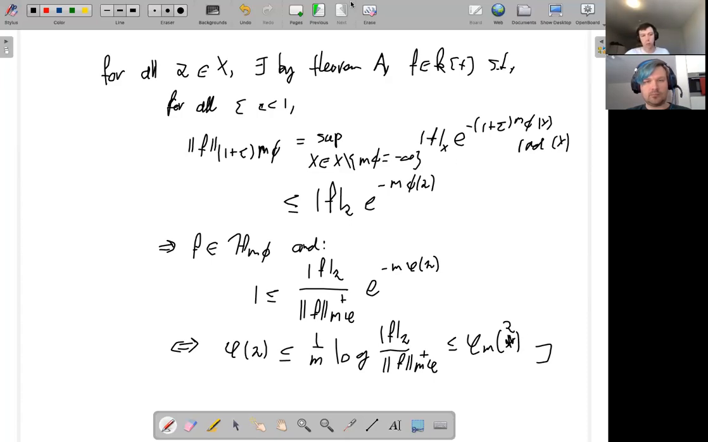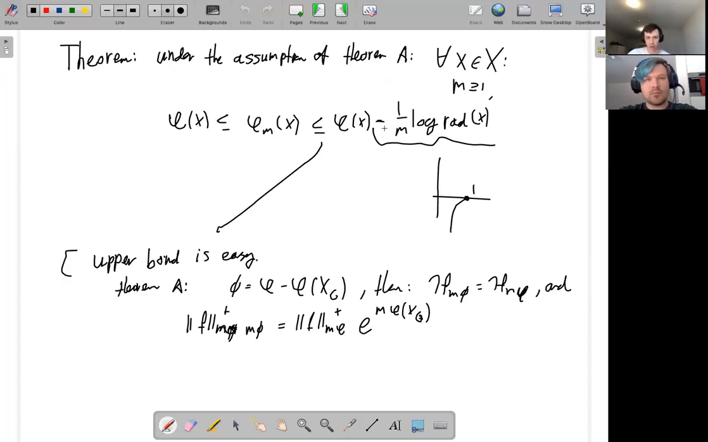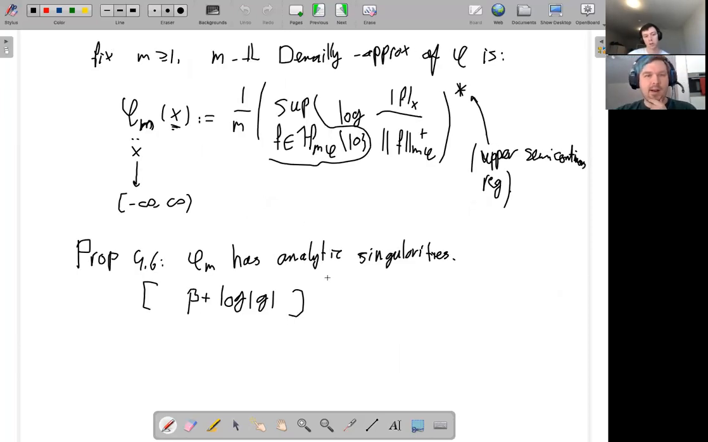I didn't do the other bound, but you can look at the article if you're interested. It's really just writing out the definitions. This one you don't need anything difficult for. So the conclusion is that you get something very similar to this Demailly approximation, where you start from an arbitrary subharmonic function, and you get these analytic singularities estimates that are bounded very tightly between the function and some error term. So from the definition of phi m, it's not quite obvious that it has analytic singularities, right? No, it's not quite obvious.